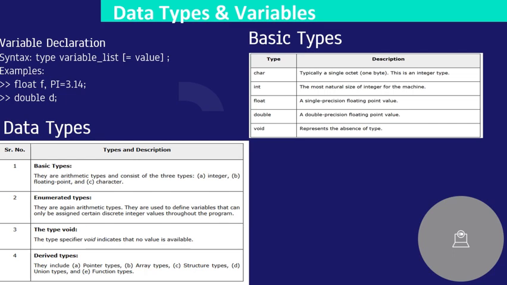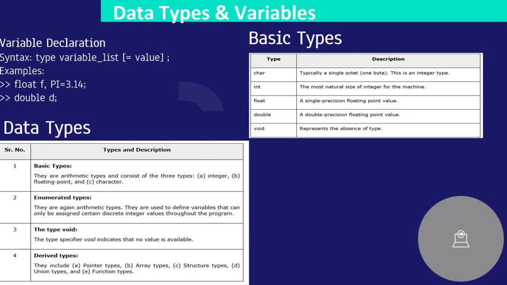D offers a variety of data types, including basic types like integer and floating points. Variable declaration is straightforward. You can see some examples here. First, the first example is float f, comma, pi equals 3.14, which shows declaration of two float variables with one assignment. And you can see double d, which is the second example. This example only creates a variable with no assignment. Both are valid in the D language, and it follows a similar style to C++ and Java.